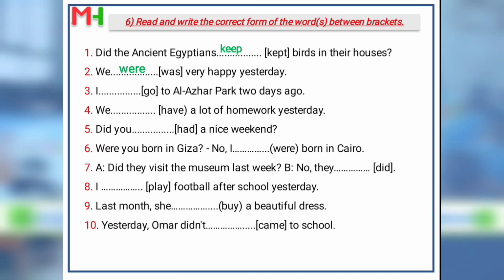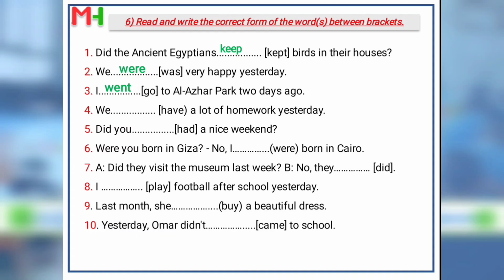Number 3. I ___ to Al Azhar Park 2 days ago. So excellent, I went, because our verb here is irregular, so we want to put it in the second form to express the past. How did you know this sentence is in the past? From the word ago. The word ago is a keyword to express the past.